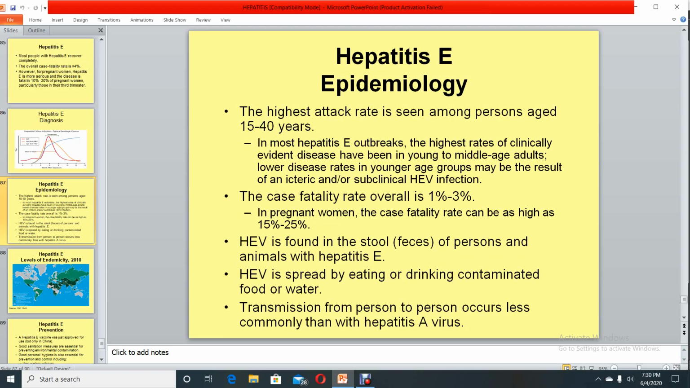Sexually transmitted diseases may be very important. I have said that in pregnant women the case fatality rate can be as high as 15 to 25%. Hepatitis E is associated with pregnancy.